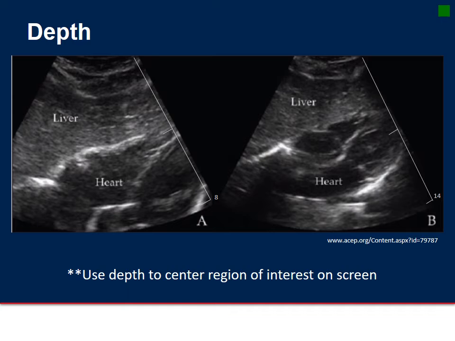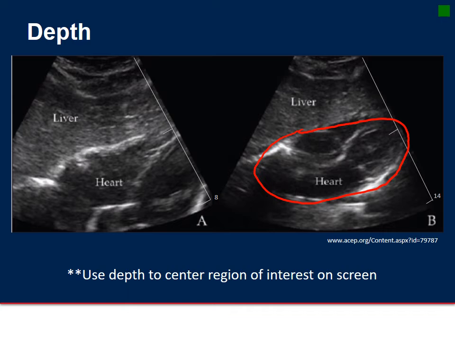Although it seems simple, it's often something that's overlooked. You can see on this image on the left that the heart is obviously not fully in view. But if we increase our depth from 8 to 14 centimeters, then we center the heart, which is our object of interest, right in the middle of the screen. And of course, this is where we want it to be.